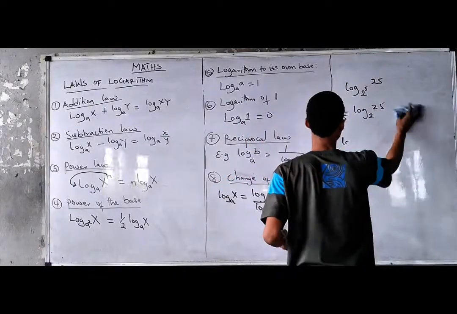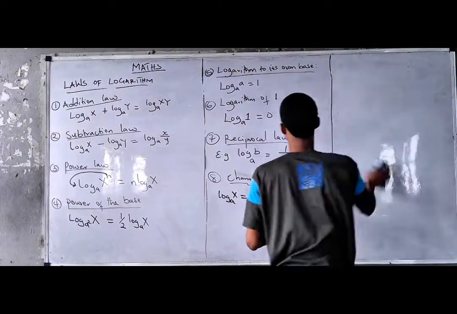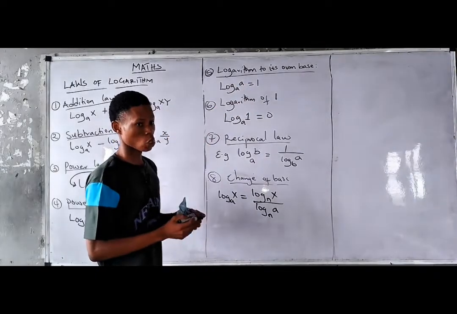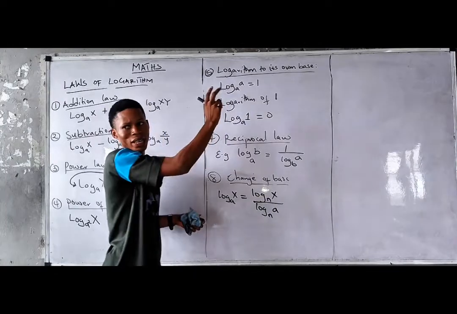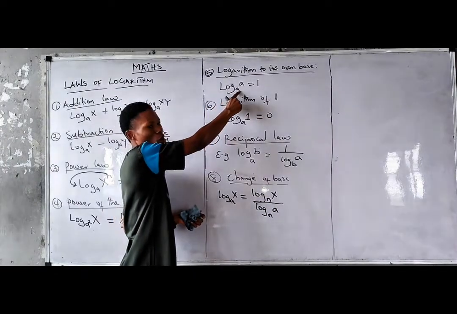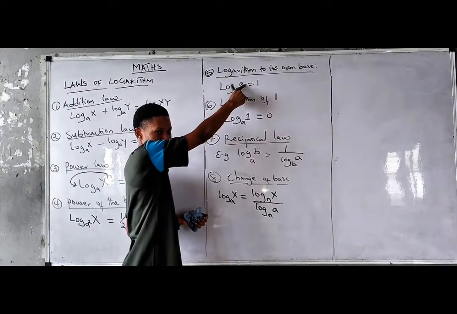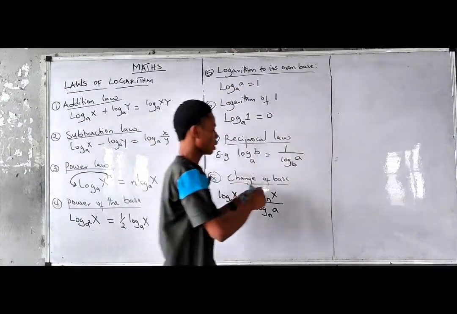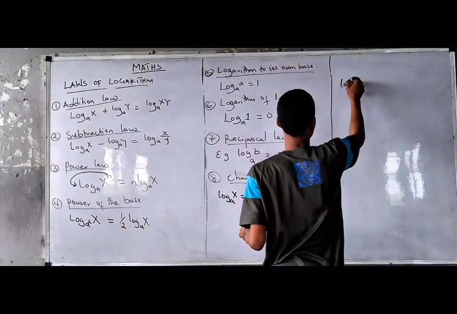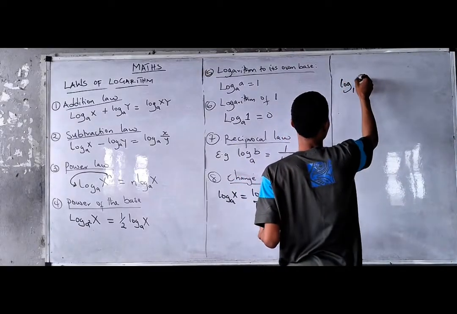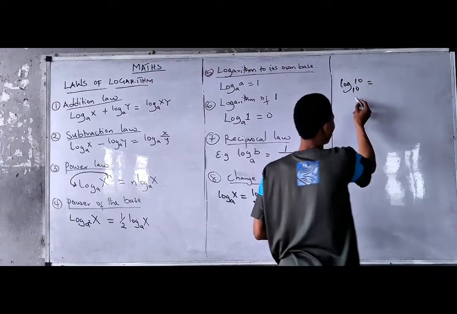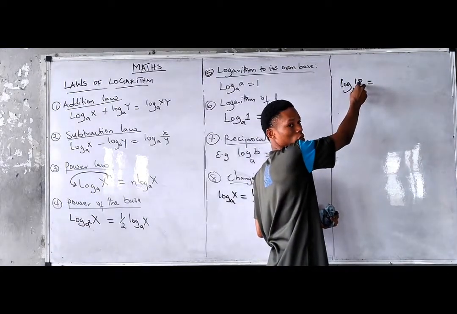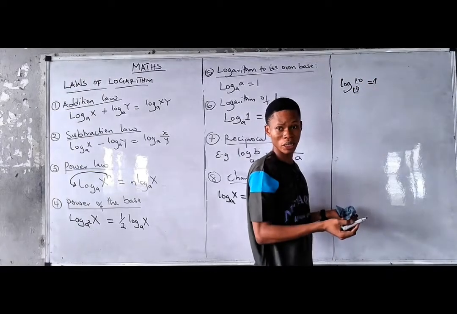Logarithm of its own base. Log A in base A is equal to 1. This is the reason. Just like when we started, we said A raised to power what will give me A. If you have something like this, for example, log 10 in base 10, what we were saying is 10 raised to power what will give me 10? 1, right? 10 raised to power 1 will give me 10.